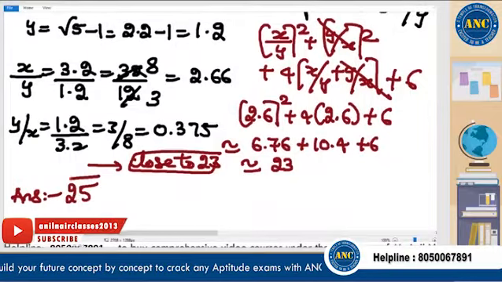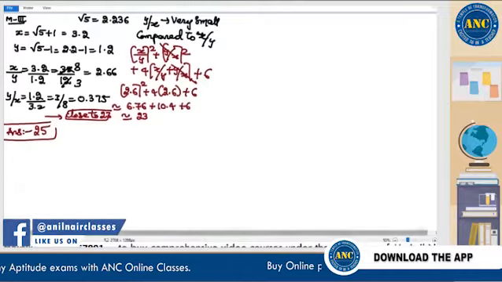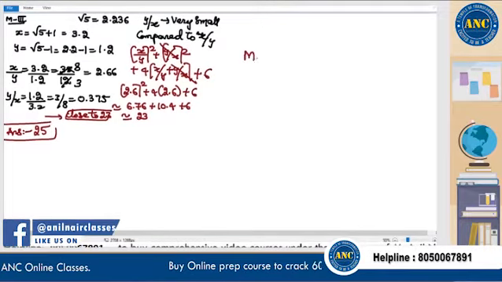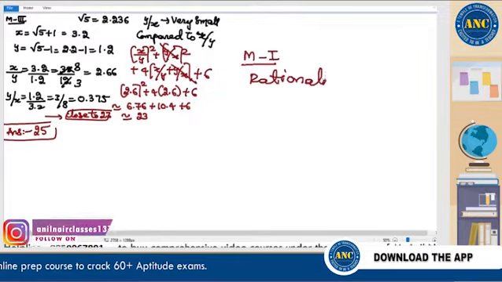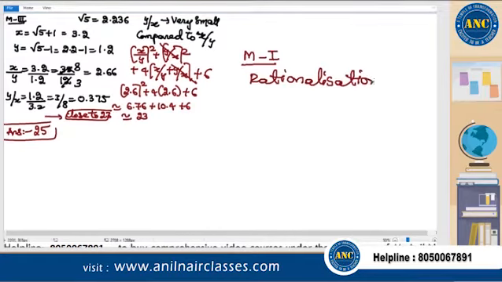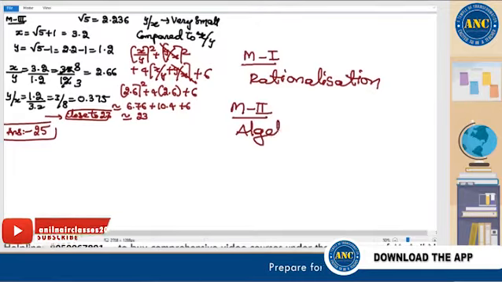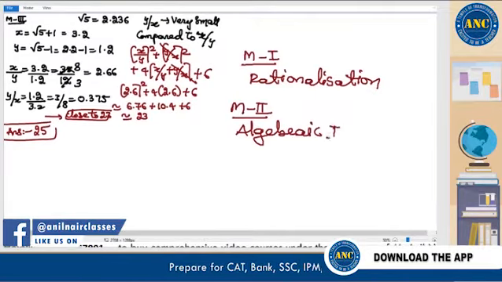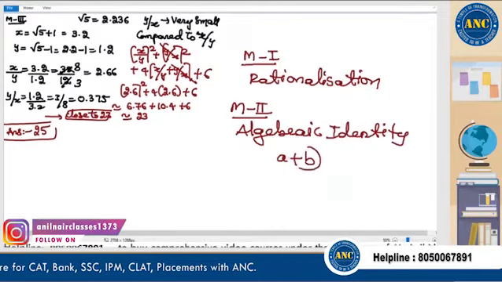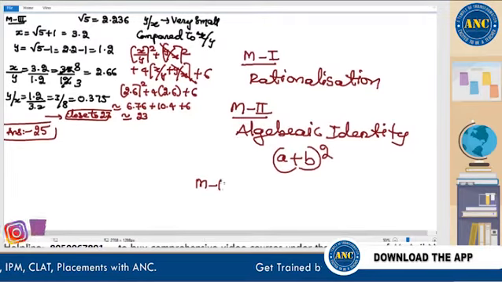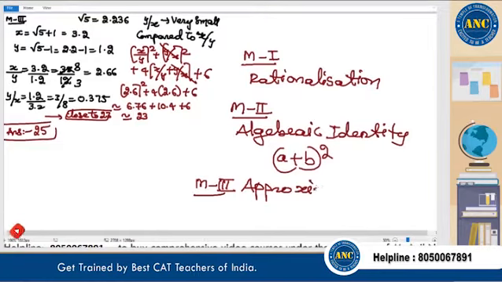Either you can do an approximation, or you can convert into an algebraic expression, or you can do surds and indices method. Method 1 is a rationalization method, which is very time consuming. Method 2 is converting into an algebraic identity, which is here in this case (a plus b) whole square. Method 3 is approximating the irrational number. If you ask me, method 3 is the best method. It takes less time.